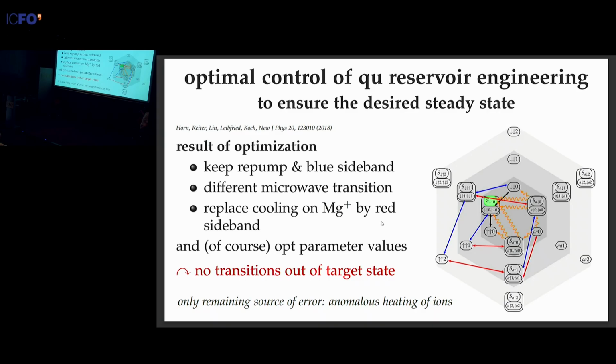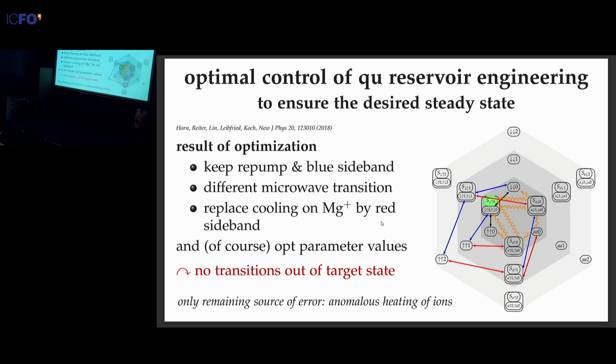And indeed, then we get a scheme where we have no transitions out of the target state. And the error, if we just wait long enough, we will pump the system into the Bell state. And the only remaining source of error is what is not included in our model, so-called anomalous heating of ions in the ion trap. Now, when we came up with this solution, the people at NIST got super excited for a reason which I didn't anticipate at all. But maybe it's in line with the theme of this conference of thinking about resources. They were super excited by the fact that you can replace the laser cooling on the magnesium ions by another laser.